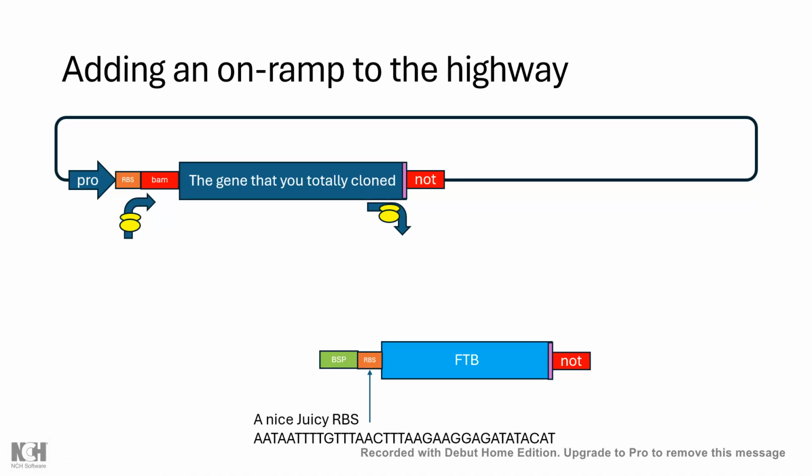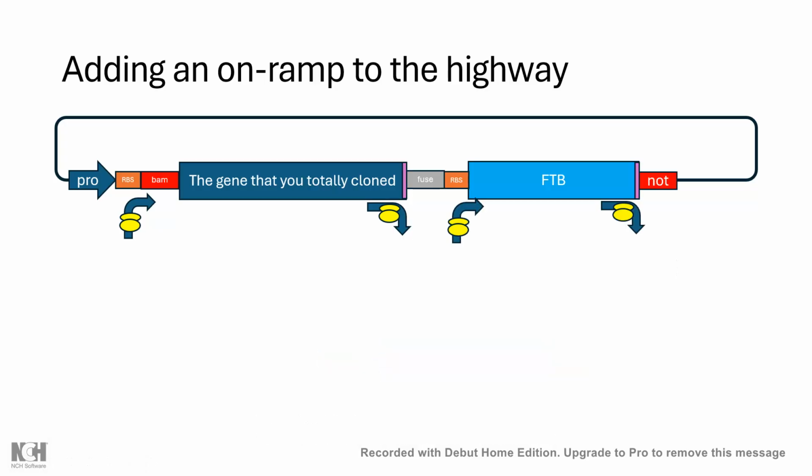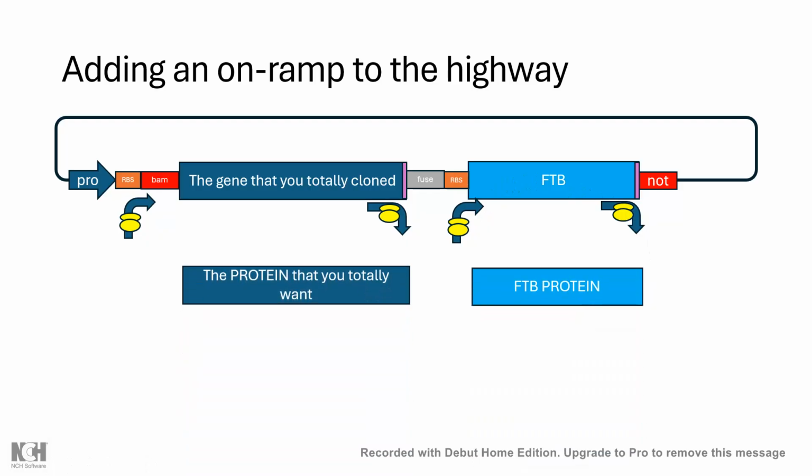Yes, it's a directionless cloning, still thinking about that. We cut it, we clone it, and then boom, the NotI meets BSP and is fused to destruction. But the highway is now different. You have an on-ramp, an on-off ramp, another on-ramp, and another off-ramp. As a result, when this plasmid is present in your cells, boop, you get the protein you totally want and FTB protein they love. They are together forever.